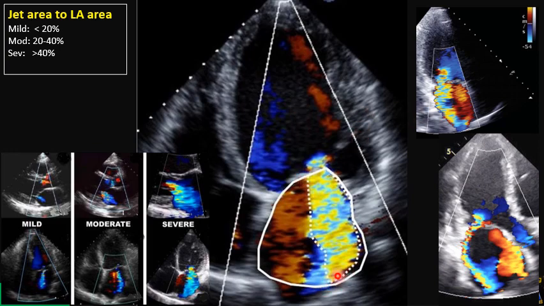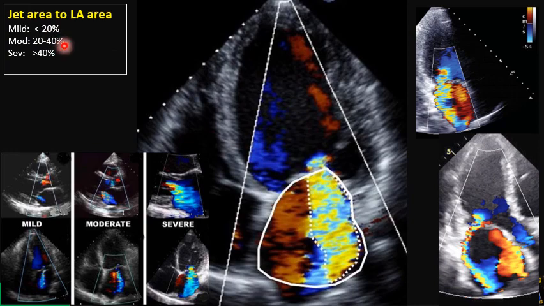Then we trace the aliasing part of the jet, not all the jet, just the part that has aliased. As you can see here, this part is turbulence and aliased, not this part. Then we trace the LA the same way we do on the plaques, or apical 3 is better. Apical 3, then the ratio.